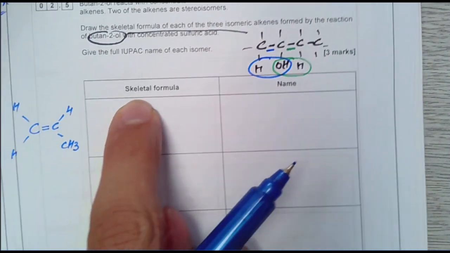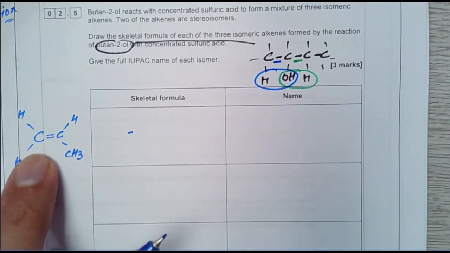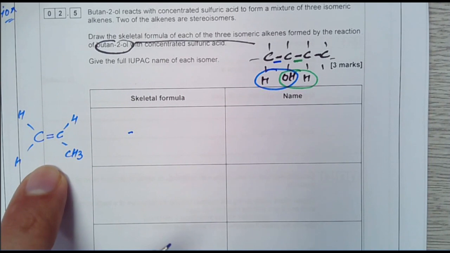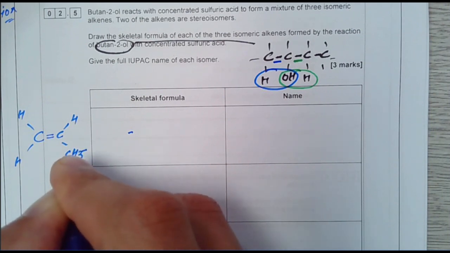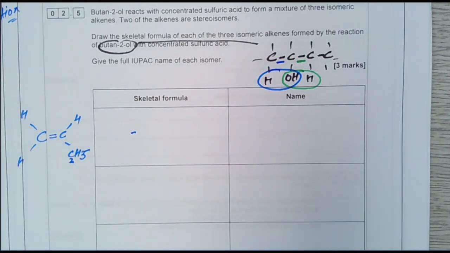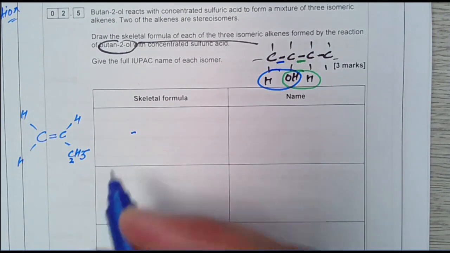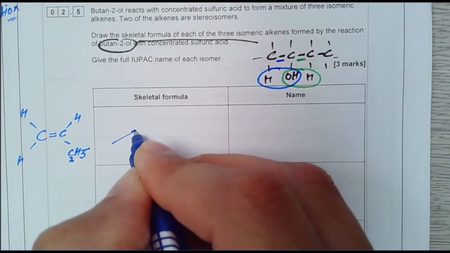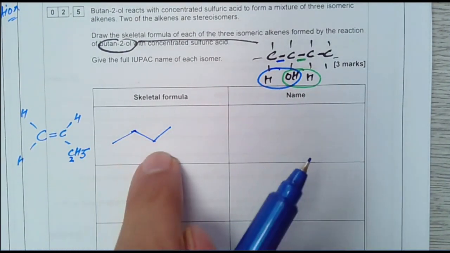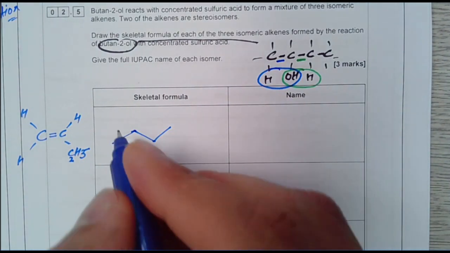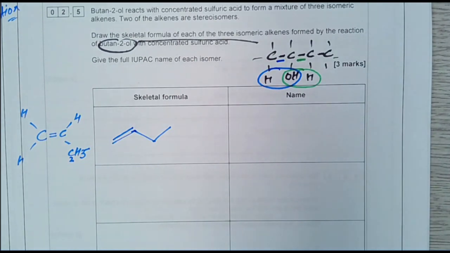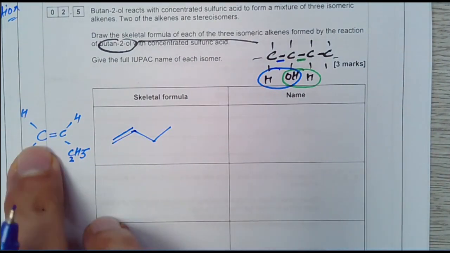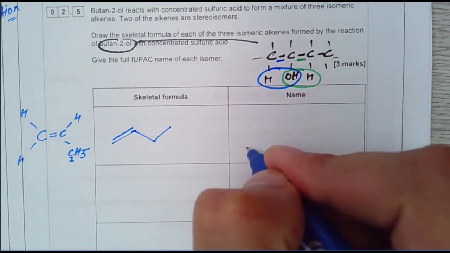They've asked us for the skeletal formula. I can't leave this like that. I have to draw the skeletal formula. I've made a small mistake again. It should be C2H5. So when I draw the skeletal formula, I'll have 1, 2, 3, 4 carbons, and between the first and the second carbon there's a double bond. What will be the name of this one? This will be but-1-ene.